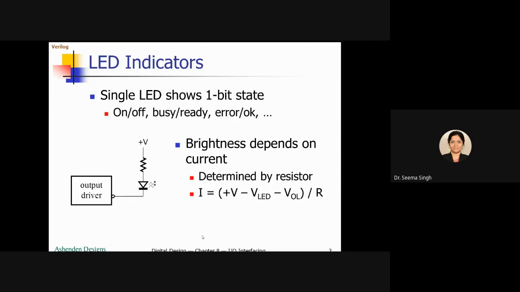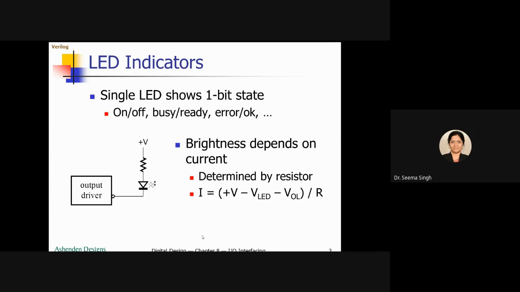A single LED, you have seen that we have used it for various purposes. It can be simply used to display whether it is on or off, whether any system is ready or busy, or if there is an error, that also is indicated by glowing an LED. The LED may not glow if the condition is okay. So these are the various uses or applications of an LED.